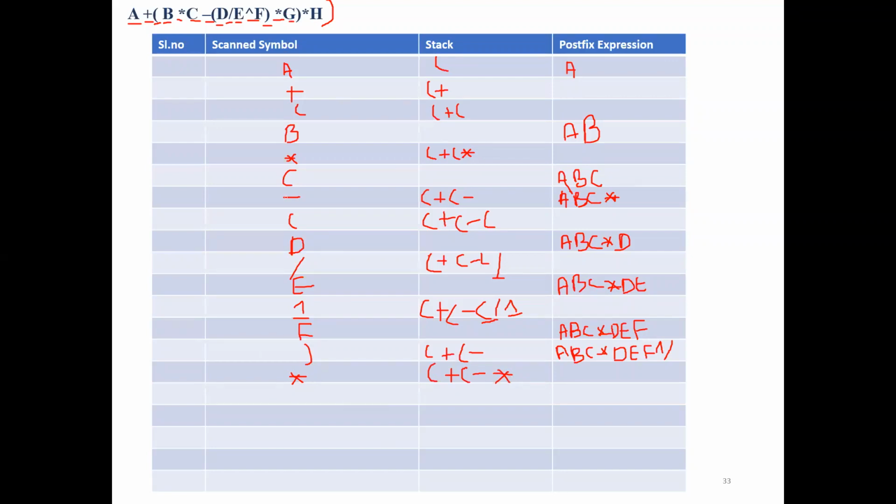Next comes the operand G. So the next symbol scanned is G. What will you be doing? I'll make you do it on the board when you come for the offline classes. So it will be A, B, C, and then the multiplication symbol, then D, E, then F. After that, we had this exponential and division. Now what comes is G, right? So we will be printing G.